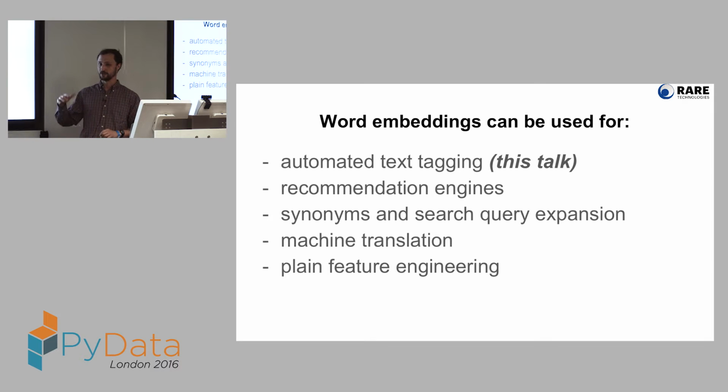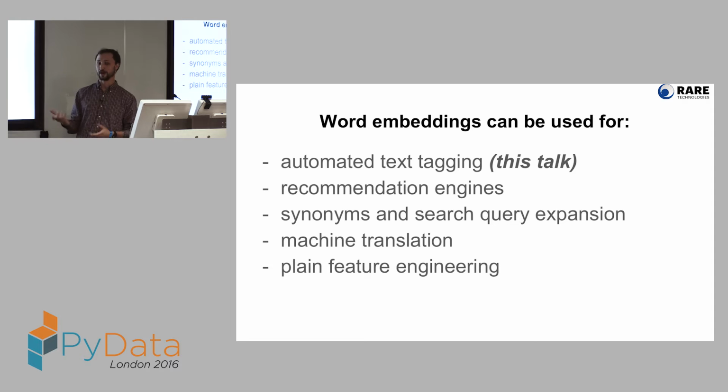There are other uses of word embeddings in the world. Automated text tagging is one of them. Get a plot, tag it with a genre. Recommendation engines recommend the steakhouse with live jazz, as we just saw. Synonyms and search query expansion. Word2vec was designed by Google. It's a Google paper. And when you type some search query into Google, it says, maybe you should have searched for something else, like these results don't quite look right. That's using word2vec. Well, one of the things it's using is word2vec.